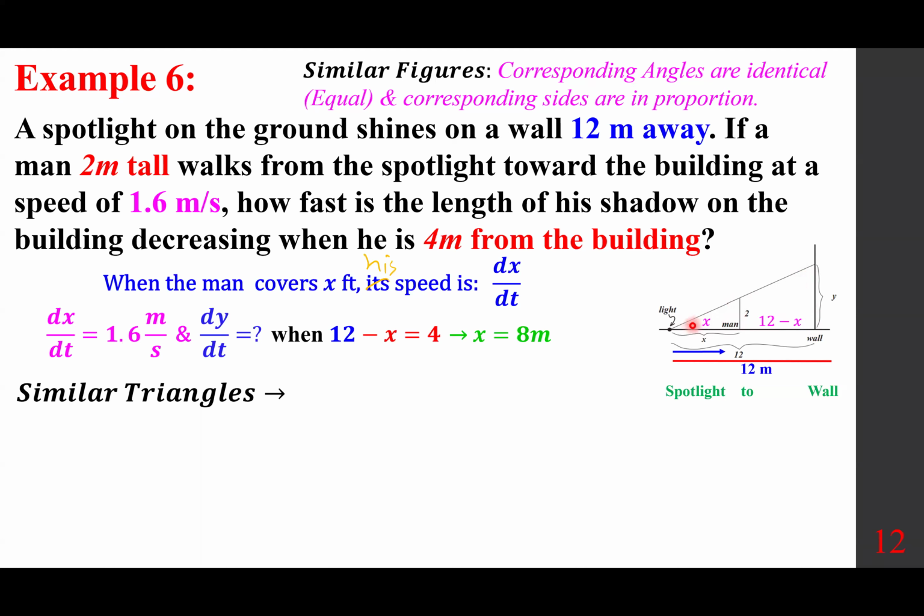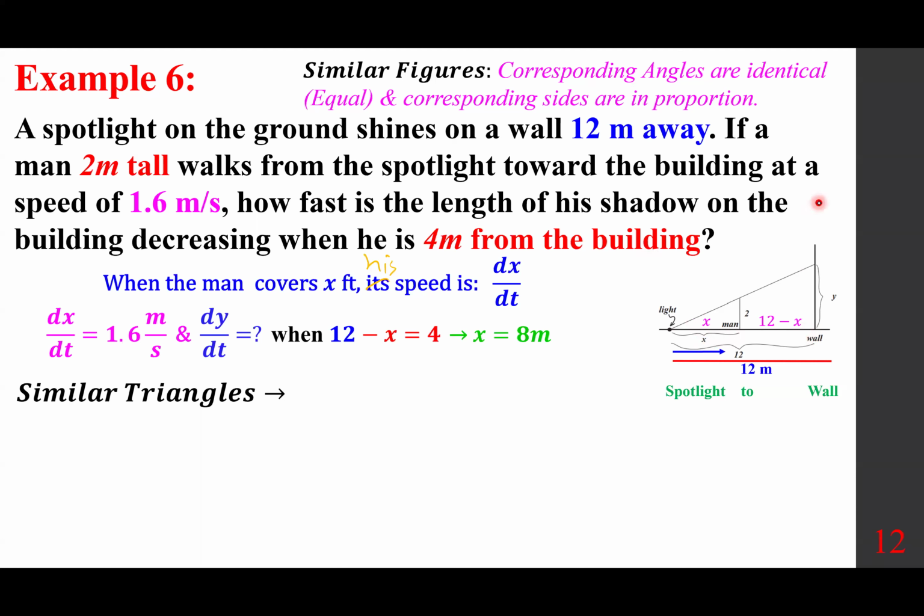So this is in common. This is 90 degrees. This is 90 degrees. These two become identical. So corresponding angles are identical or equal, and corresponding sides are in proportion. So you can pick a side from the smaller one, pick a side from the larger one, or two sides from the smaller one to two sides from the larger one.